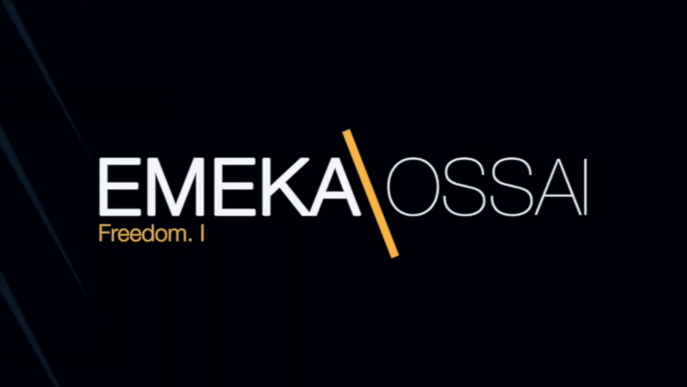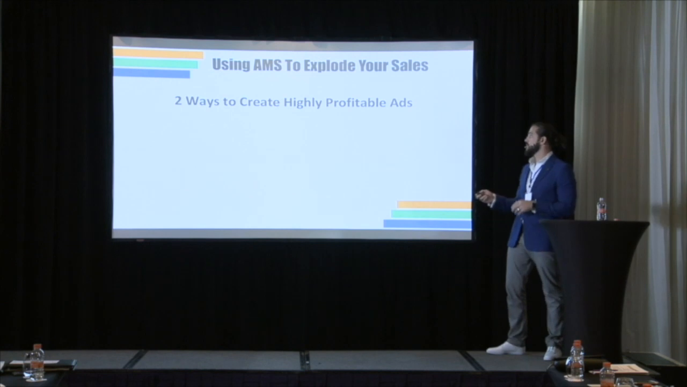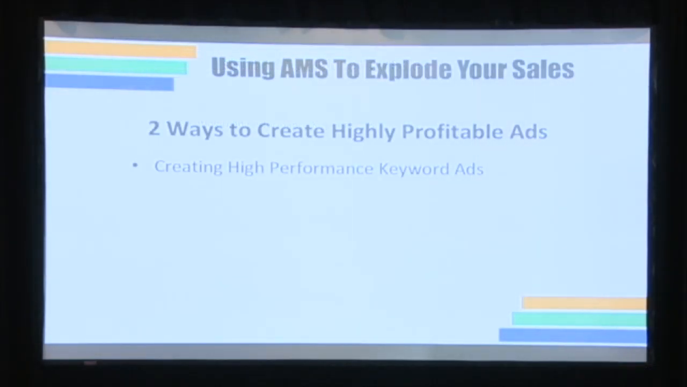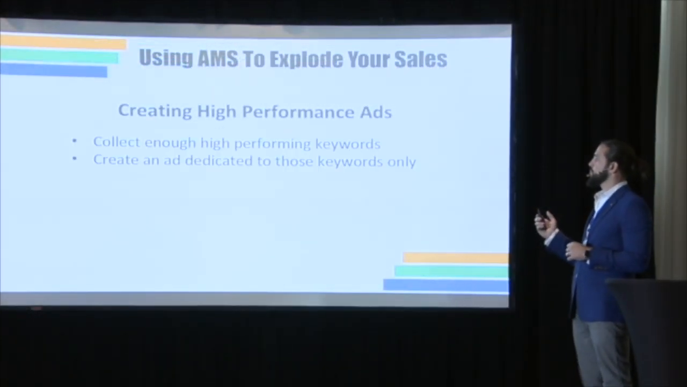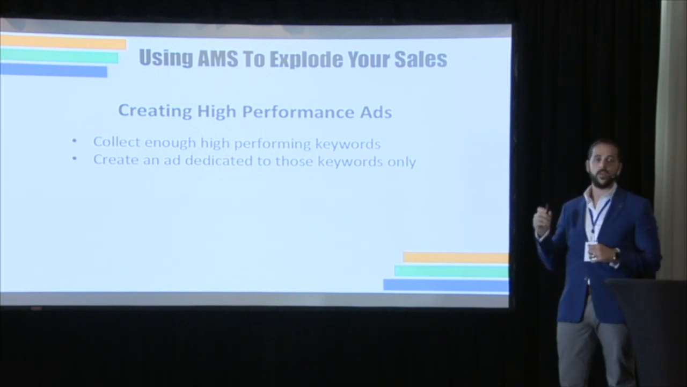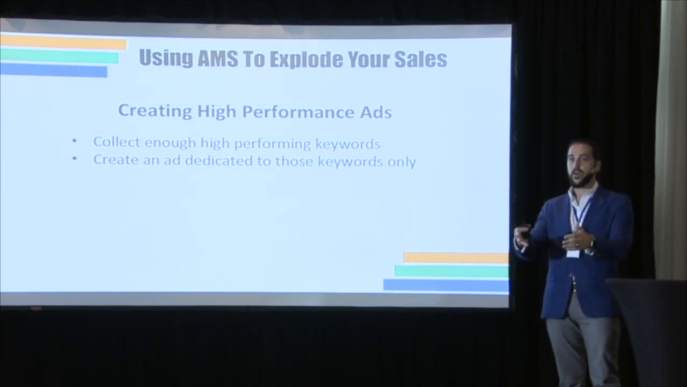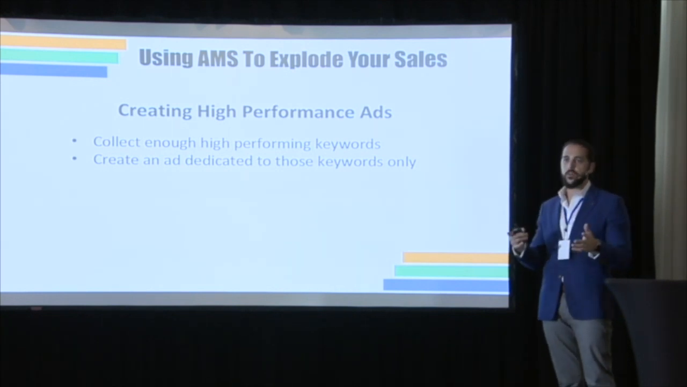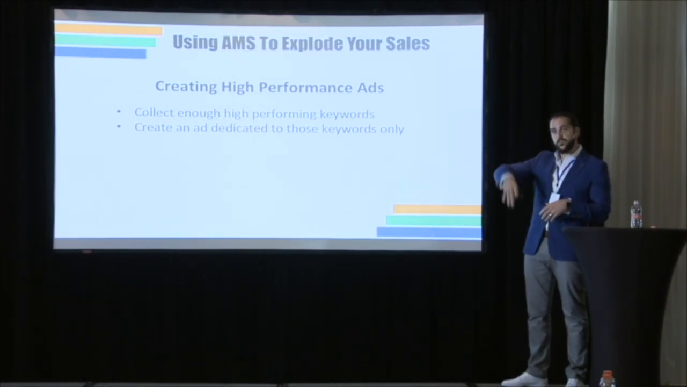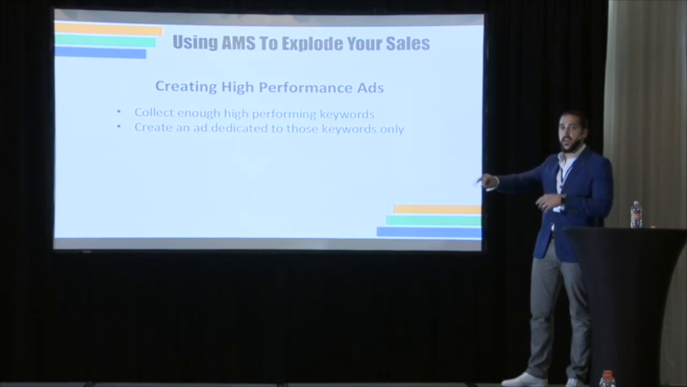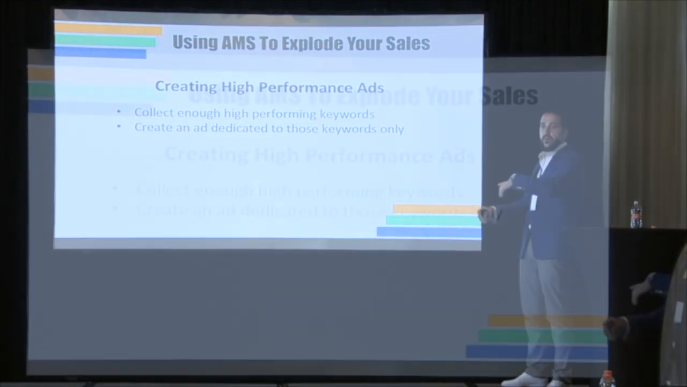So where do you find keywords? There are 2 methods that you can use. First method is creating high-performance keyword ads. I'll go over this. And the second method is creating highly targeted search term ads. So creating high-performance ads, you've got to collect enough high-performing keywords, and you do this through time, through your research ads. That's what a research ad is designed for, to figure out which keywords work best for your particular book. Once you've got that data, you can plug that into a new dedicated ad just for those keywords, and you just run it against those, okay? And then what you do is you just create new research ads. That's how you find more keywords.